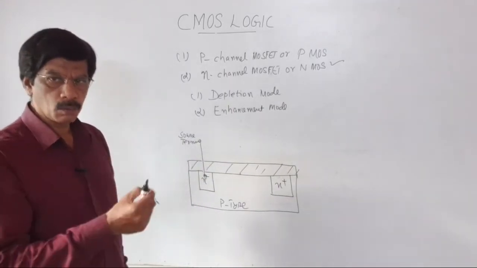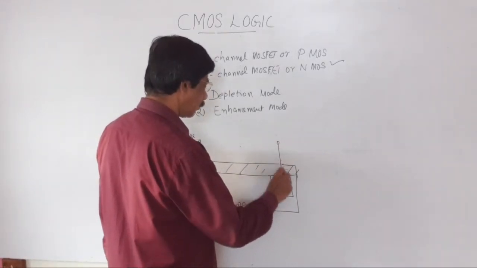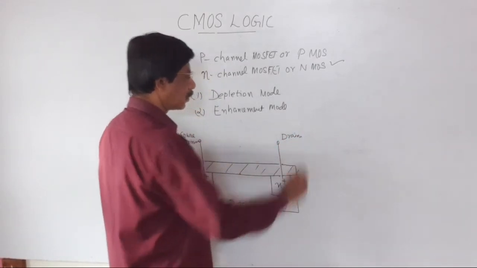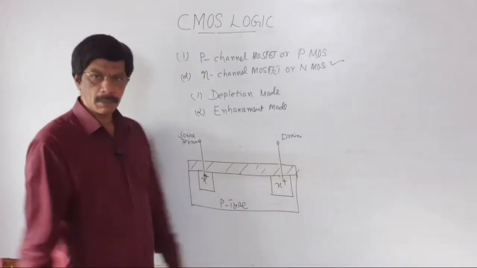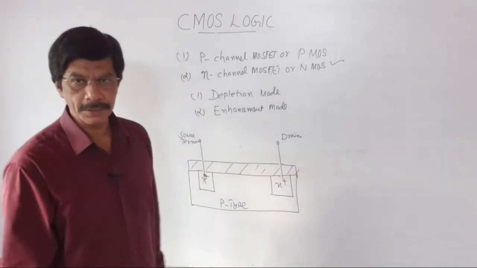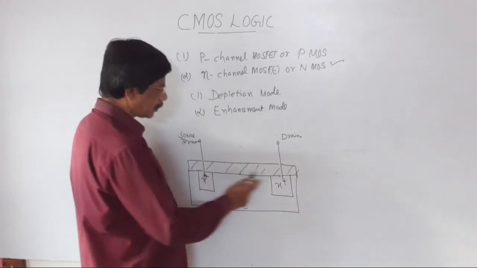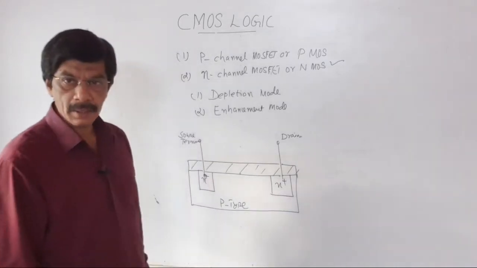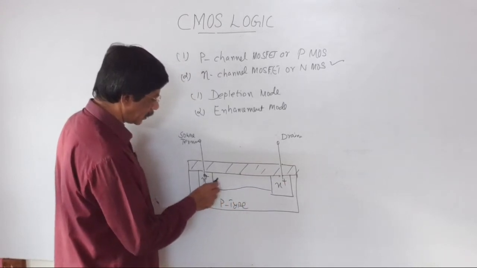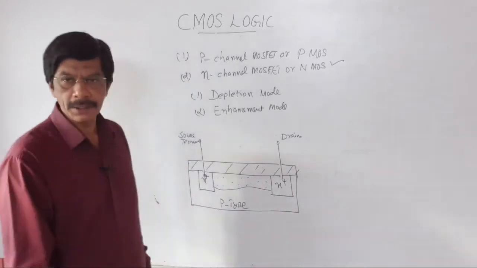Similarly, make a small opening near this region. Through this region, take one more lead. This is known as the drain terminal. The source is similar to the emitter of the transistor and the drain is similar to the collector of the transistor. The region in between the source and the drain is called the channel region. The channel region is lightly doped N-type material.